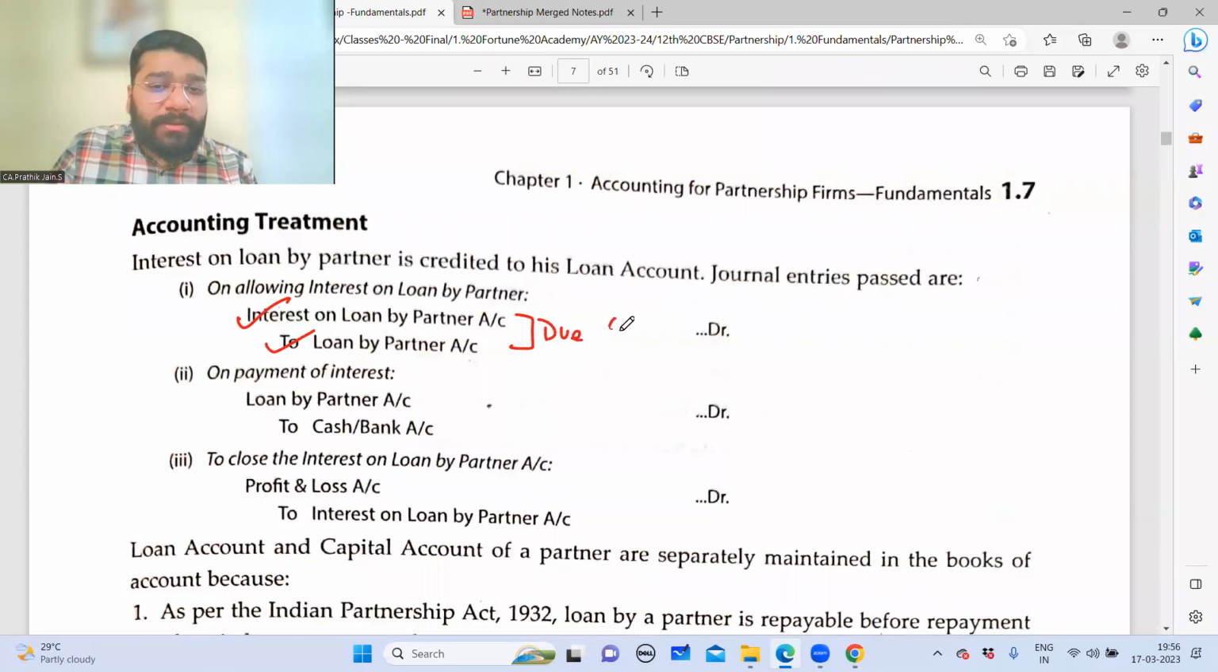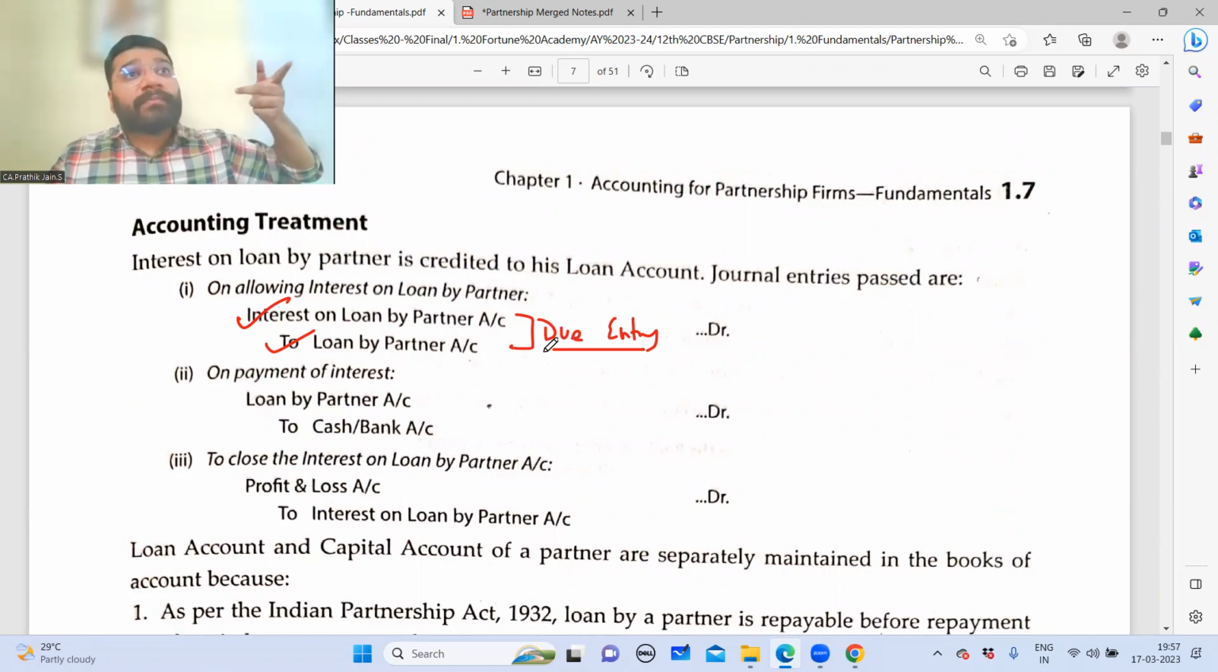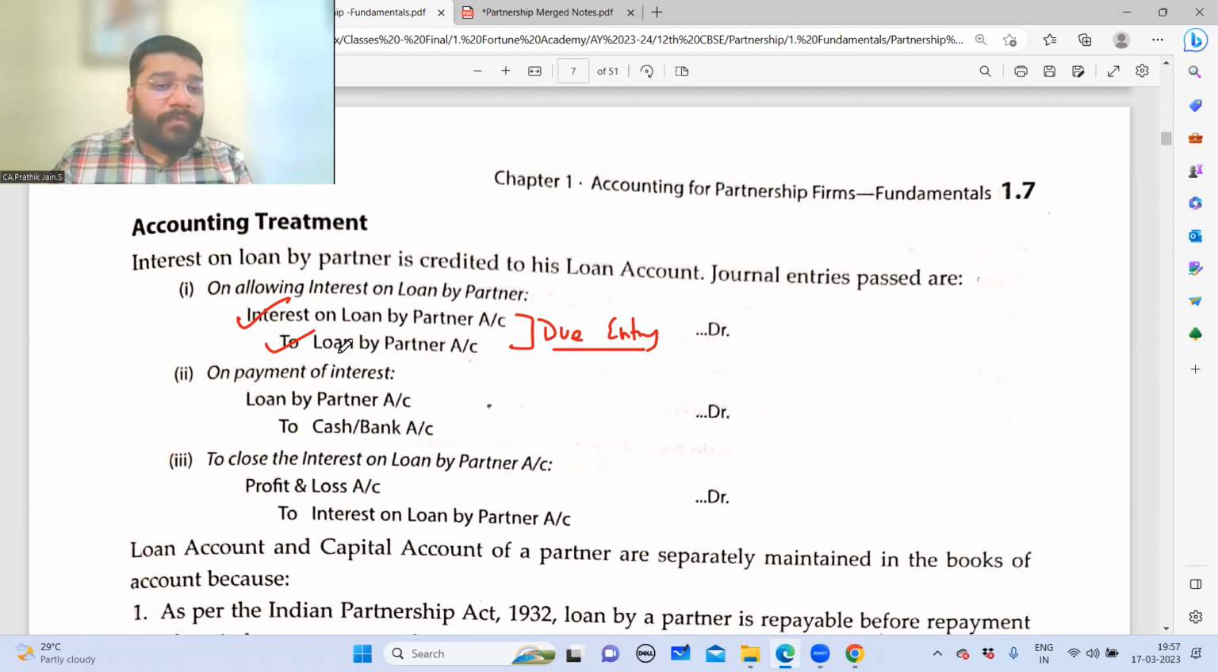Please make a note in this book. Why I'm telling is because sometimes in a practical question, they'll tell you to pass the due entry. At that time you'll be blinking, what is a due entry, sir never taught. So make a note that this is called a due entry. Now guys, once the due entry is passed, let's suppose the payment is happening later. What will be the payment entry? This liability needs to be reversed.